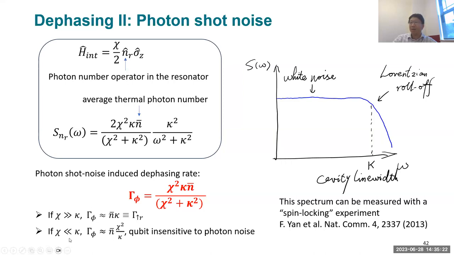And the opposite limit is also nice to see. If you have a chi much smaller than kappa, then this is a way to really decouple your qubit from this resonator photon shot noise. So this type of spectrum, in fact, there is a form of experiment called spin locking, which is a little bit more advanced noise spectroscopy technique. You can actually use this measurement to figure out whether indeed your seemingly white noise is coming from hot resonators, because you can see this characteristic roll-off behavior on the spectrum.